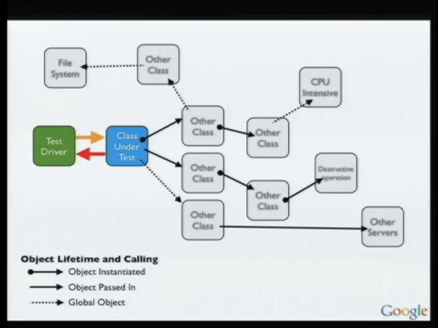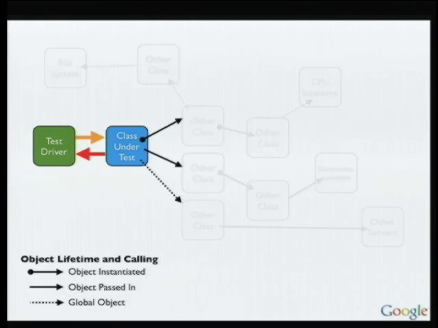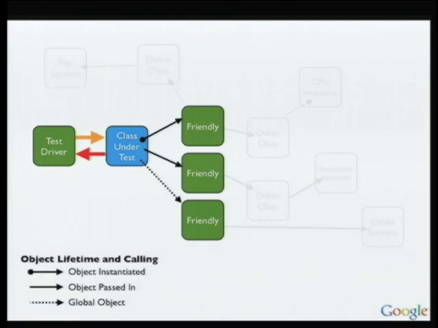So what we're really trying to do is make the dependencies go away. Just kind of disappear, right? Fade into the background. And we're trying to replace the dependencies with friendlies. Now, before we can do that, I want to point out that I have drawn three different kinds of arrows.